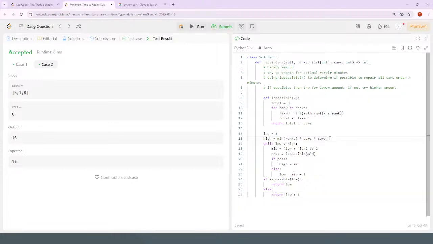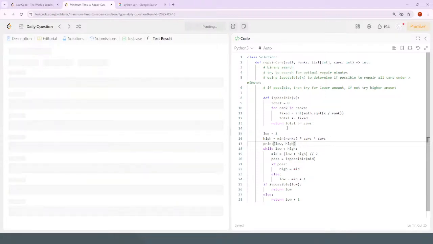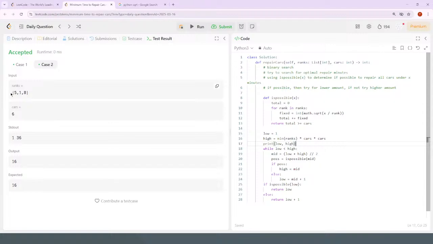Let me go ahead and just print out what was the low and high of these. So the low here, 1 minute. The least amount of minutes would be what? It's going to take at least 1 minute per car. At least. Right? Your rank cannot be lower than 1.